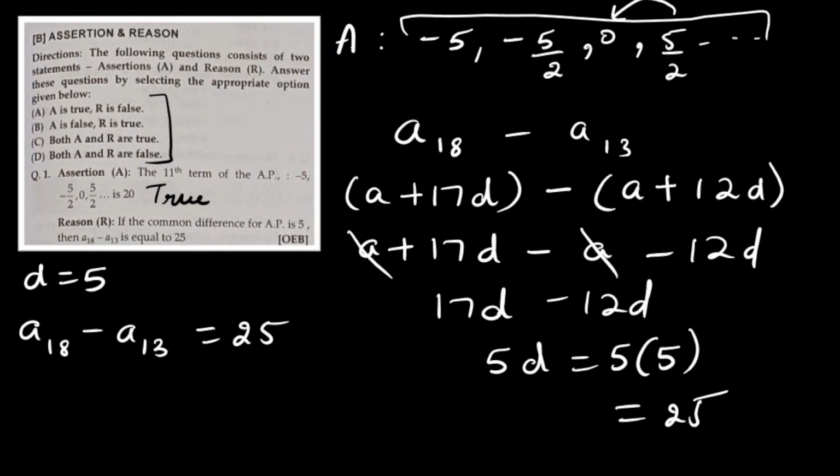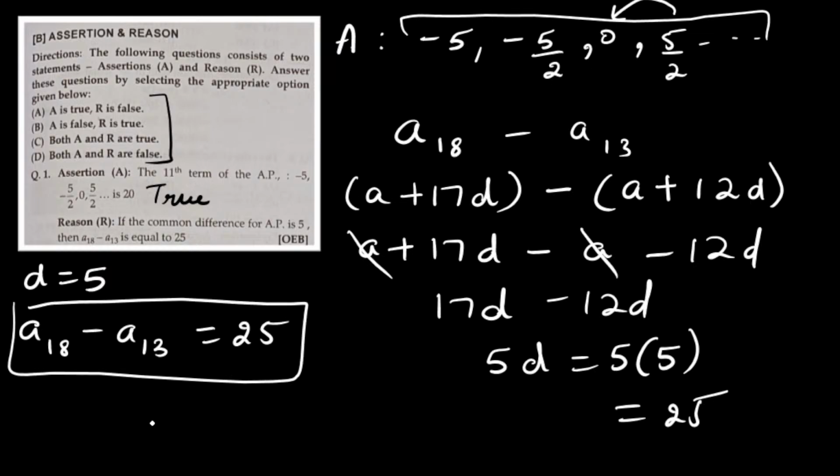So that's what they have also given, that this thing A18 minus A13 is equals to 25. So that means this is also true. So both are true. That means option C is the correct answer. So maximum of you have given me the answer before my solution. So very good to see that you have understood.